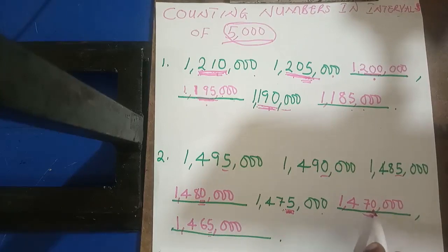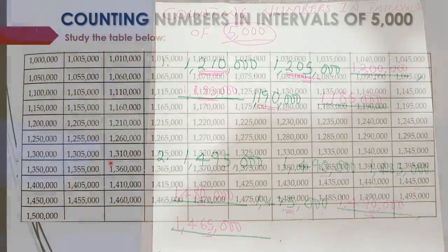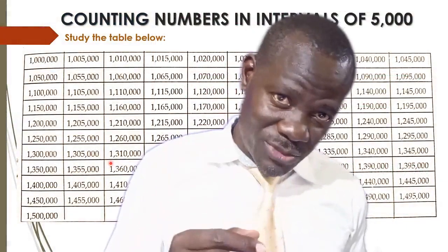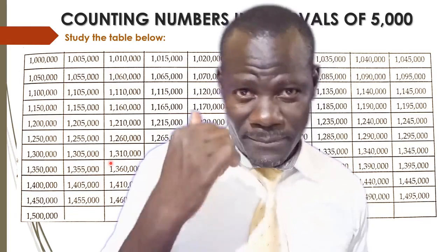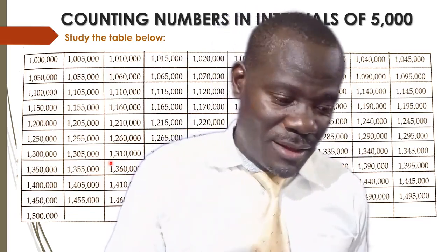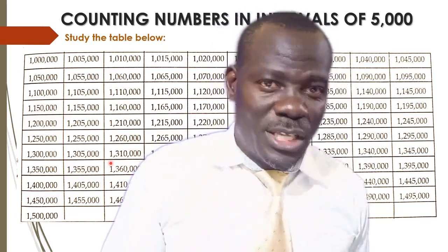1,465,000. It means we have reduced 70,000 by 5,000 to arrive at 65,000. Hence our figure is 1,465,000. I guess you are following. You are seeing now that we are counting these numbers by reducing in intervals of 5,000, 5,000, 5,000. The number that we get, we always reduce it by 5,000. So keep on following these things.